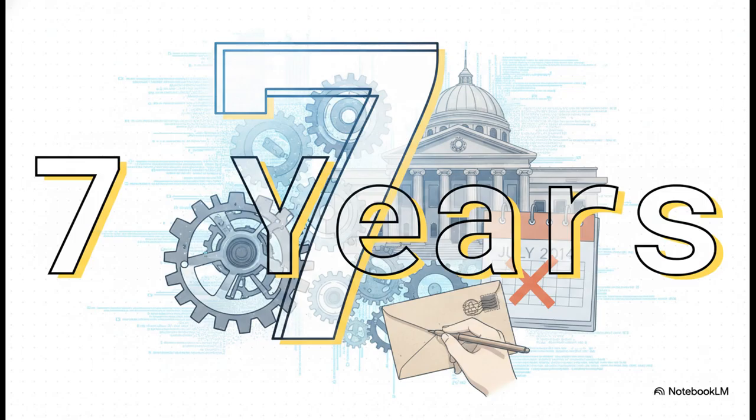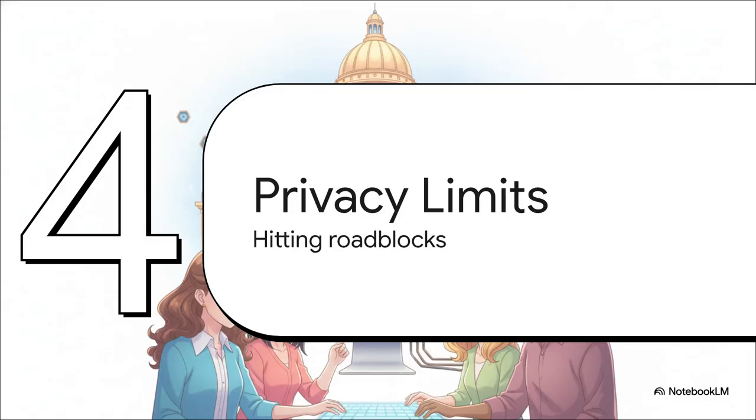For anything older than that, you're going to have to go old school and send a manual mail request directly to the courthouse on Main Street. Section 5, Troubleshooting and Privacy Limits, Hitting Roadblocks and Respecting Boundaries.